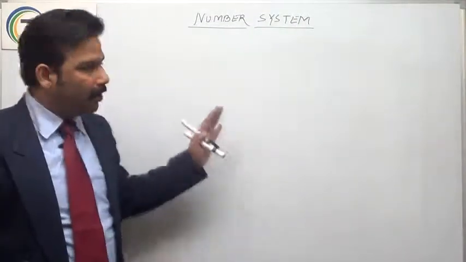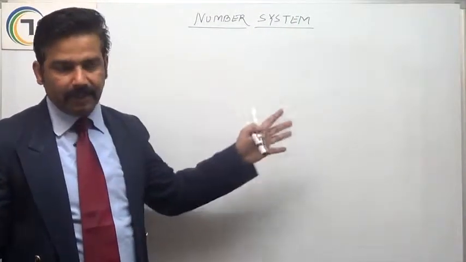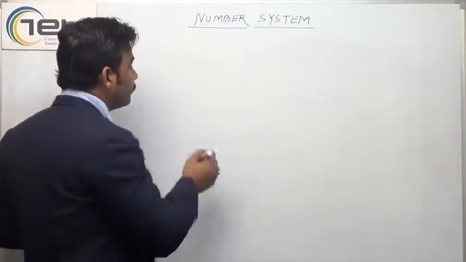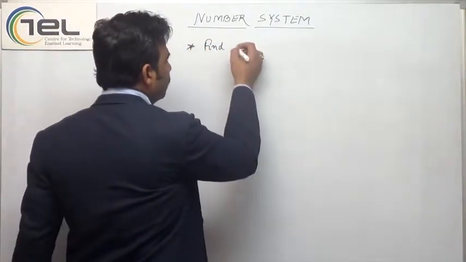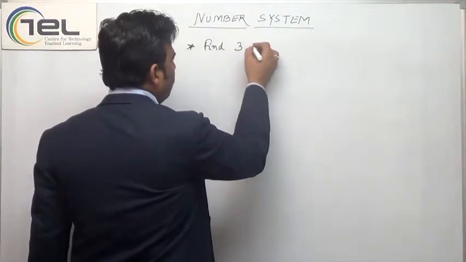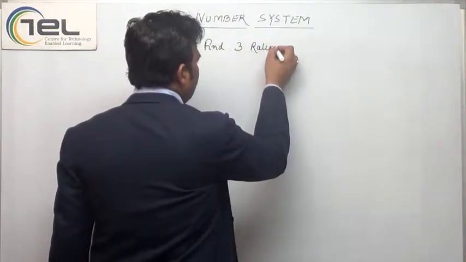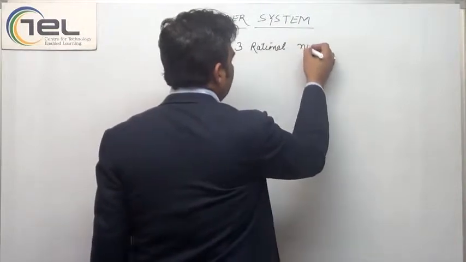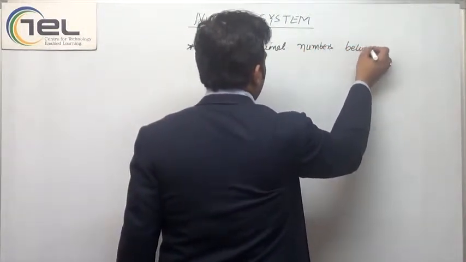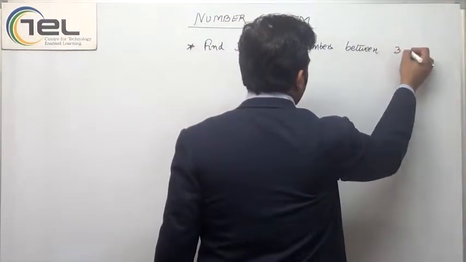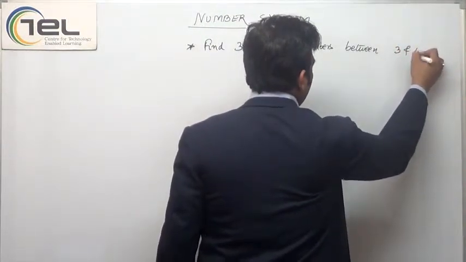Should I give an example of this first? Let us take an example of this. Find 3 rational numbers between 3 and 4.